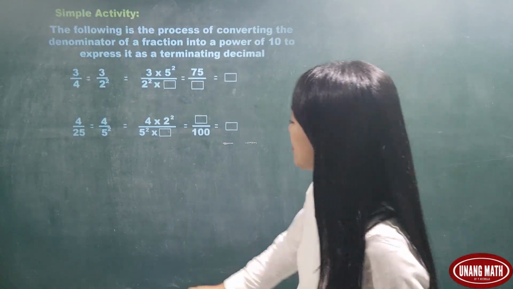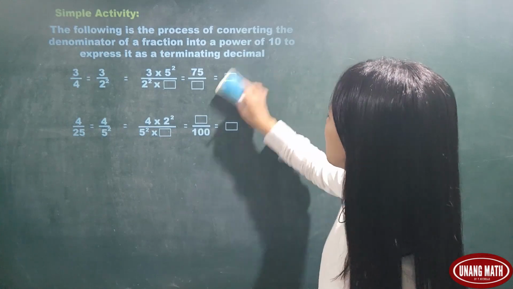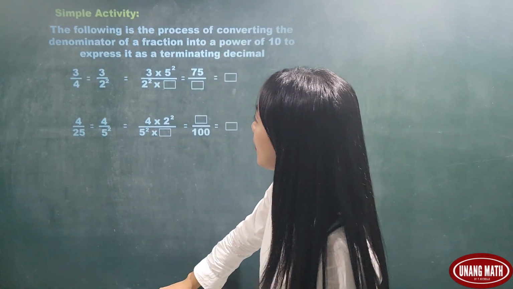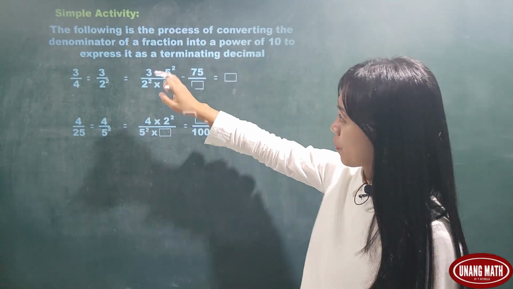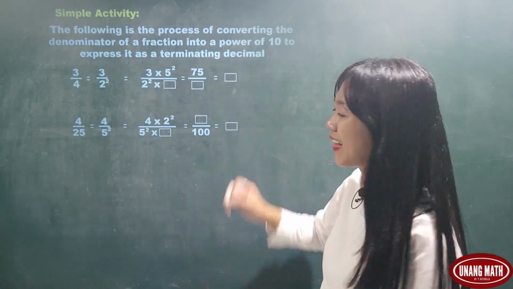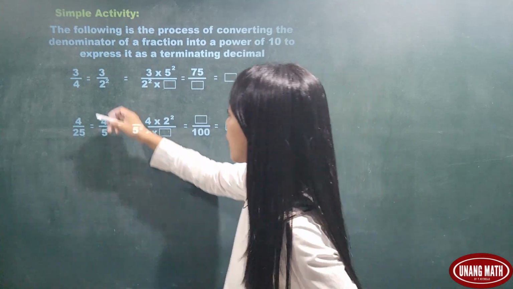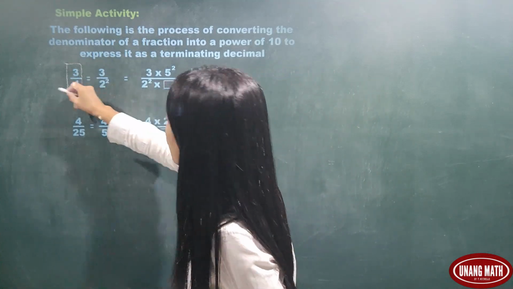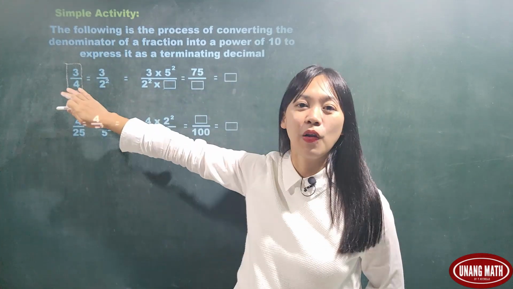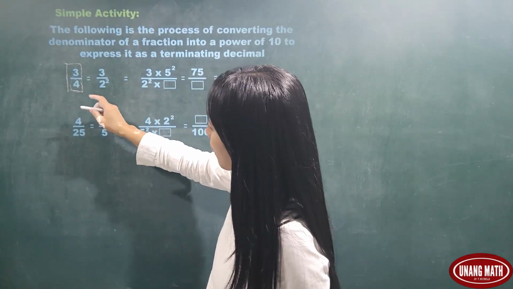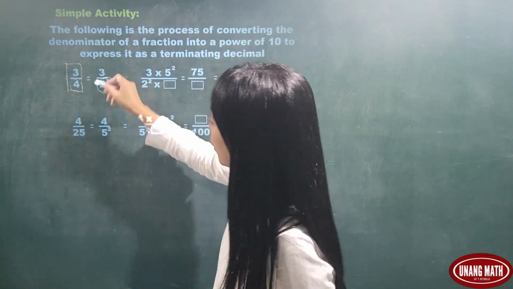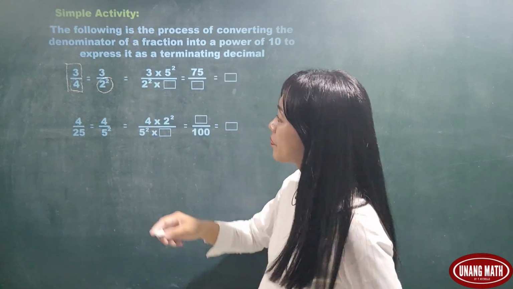Okay, let's answer this simple activity. The following is the process of converting the denominator of a fraction into a power of 10 to express it as a terminating decimal. Okay, our fraction is 3 over 4. This is already in its lowest term. Okay, check the denominator. It's 4. Get the prime factorization, 2 squared.